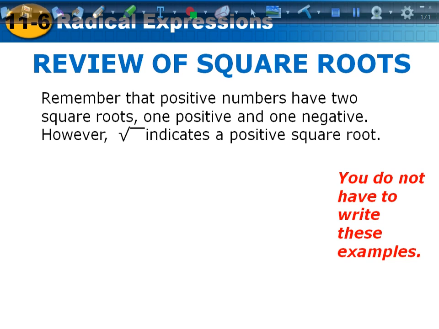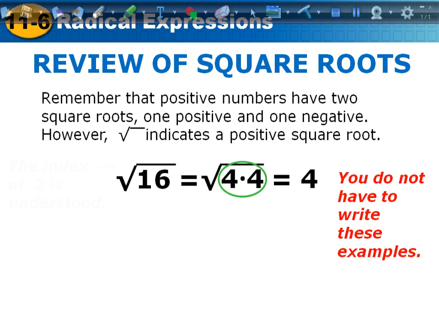Review of square roots. Remember that positive numbers have 2 square roots, one positive and one negative. However, a square root indicates a positive square root. You don't have to write down these examples. We just want to give you an idea of what we're doing. 16 is going to break down into 4 and 4. So that's why the square root of 16 is 4, because you have 2 4s and an index of 2.